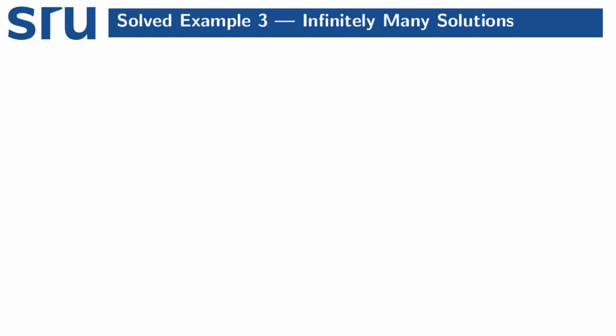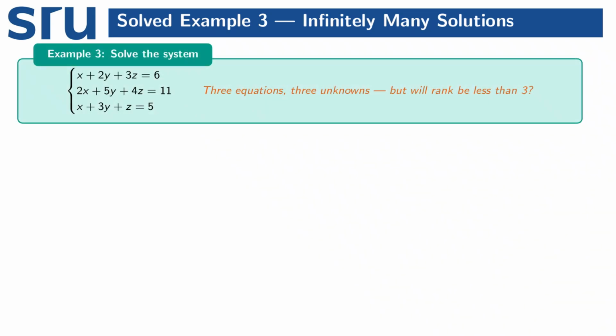Alright, so till now we have seen the first case, a unique solution, and the second example in which we saw the no solution case. Now it comes to the third and final case, that is infinitely many solutions. This is a very interesting case and also slightly tricky, so pay close attention.